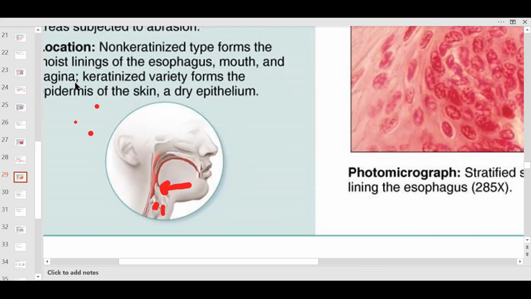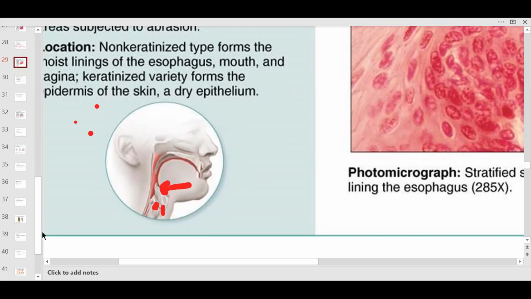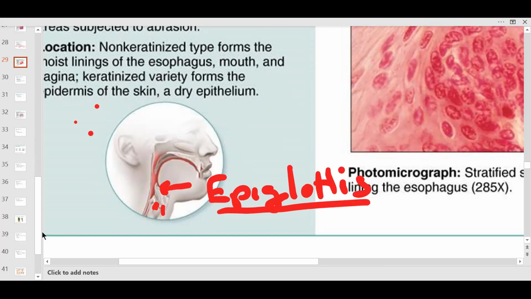So what's that elastic cartilage flap called? You could do this. Come on. Epiglottis, because epiglottis means "top." The epiglottis is elastic cartilage, not just elastic connective tissue.